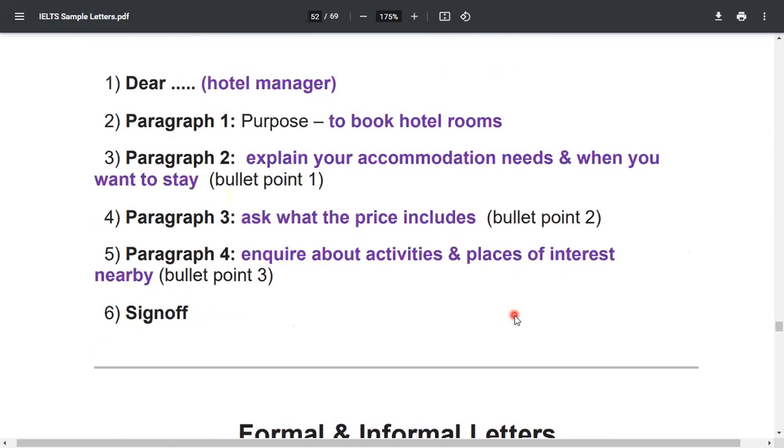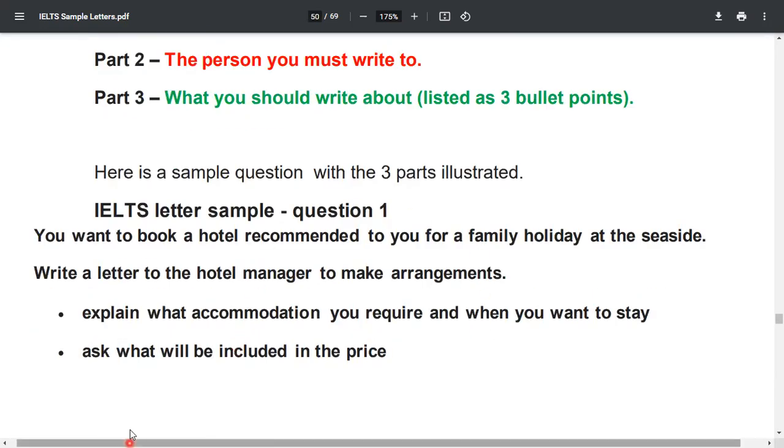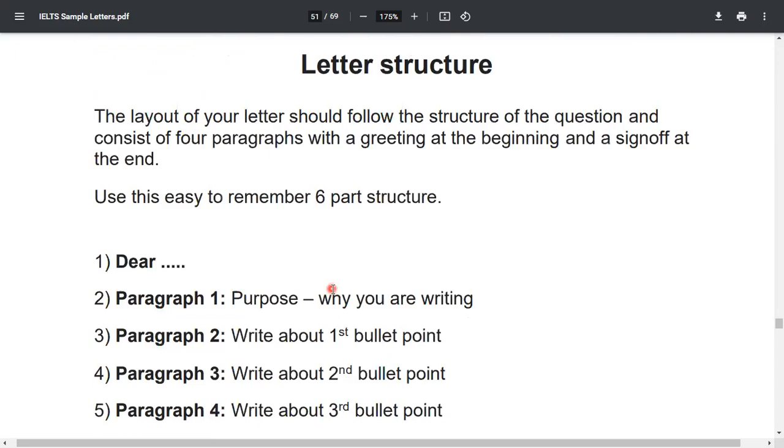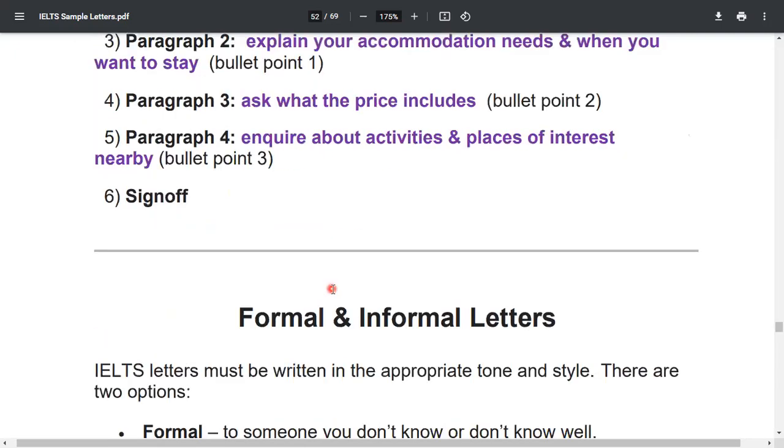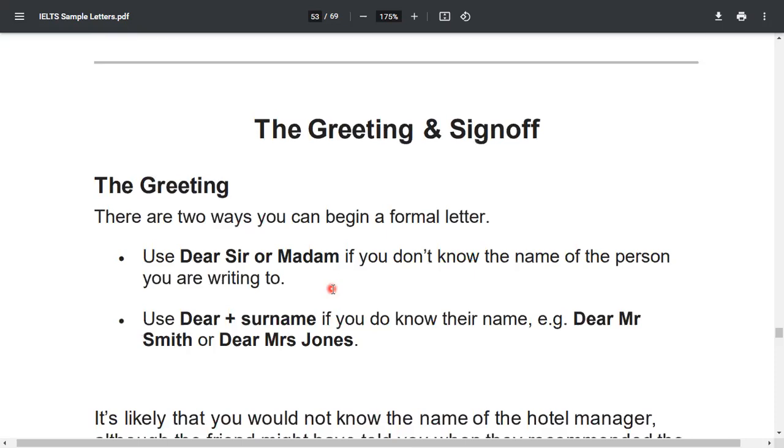So now let's think about, as you can see, it's a formal letter. Okay, so based on the question, I'm writing to the manager of the hotel. I don't know him. Even if I know him, I don't know him that well. So I assume it's a formal letter, not an informal letter. So I have to make my language sound formal.